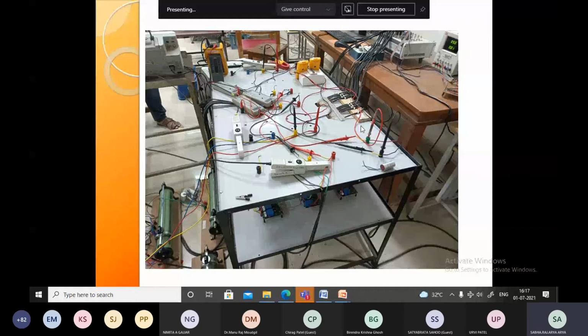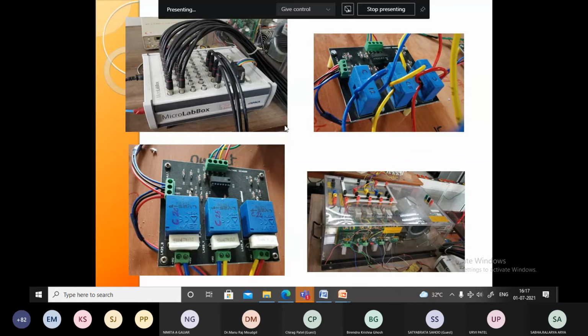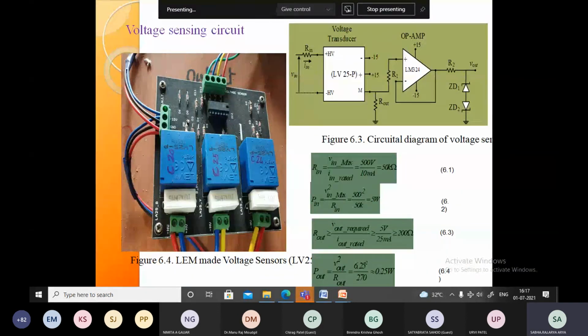This is a sensing element. This product we have used for sensing the current, and this we have used for sensing the voltage. All are made by Keysight only. This is the processor. We have used a MicroLabBox. These are sensing circuits. By this we have sensed current and voltage. Then this is the inverter. In this setup we have only this small inverter, but in another setup we have 25 kV inverters. Again, these are the current sensors.